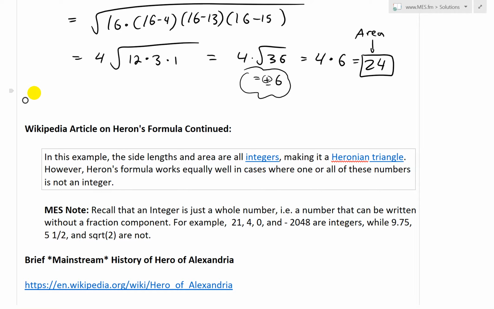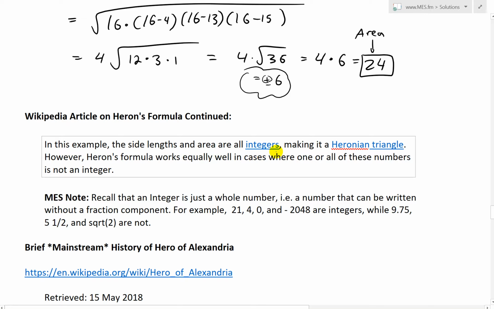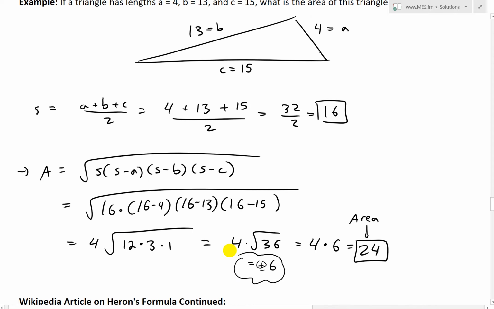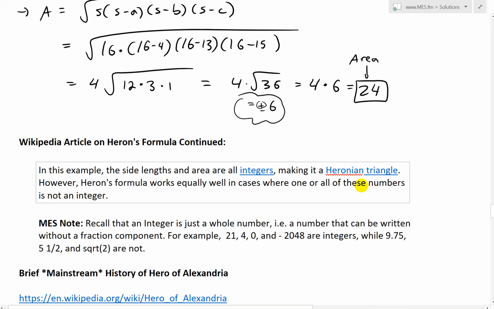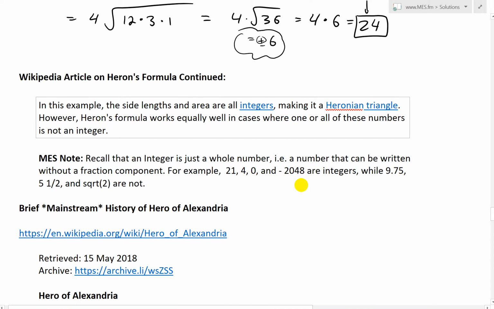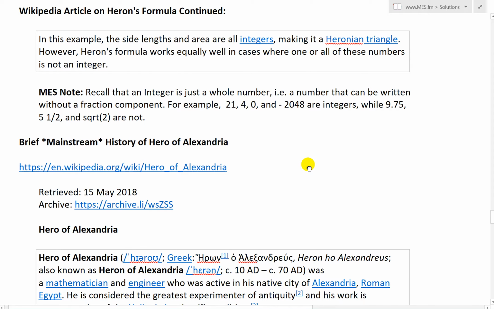In this example the side lengths and area are all integers, because notice I just had all these, 4, 13, 15, making it a Heronian triangle. However, Heron's formula works equally well in cases where one or all of these numbers is not an integer. A note: recall that an integer is just a whole number, i.e. a number that can be written without a fraction component. For example, 21, 4, 0, and negative 2048 are integers, while 9.75, 5.5, and square root 2 are not. So if it needs a decimal or is not a whole number or is a fraction, then it's not an integer.